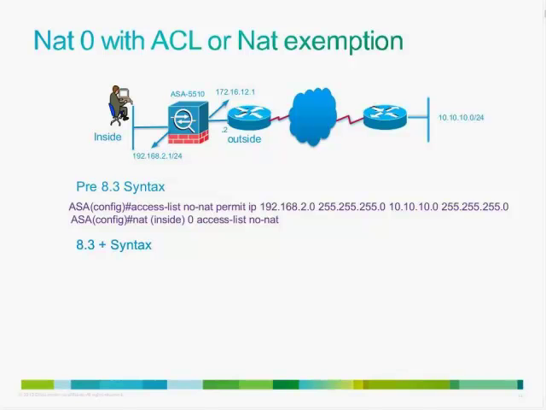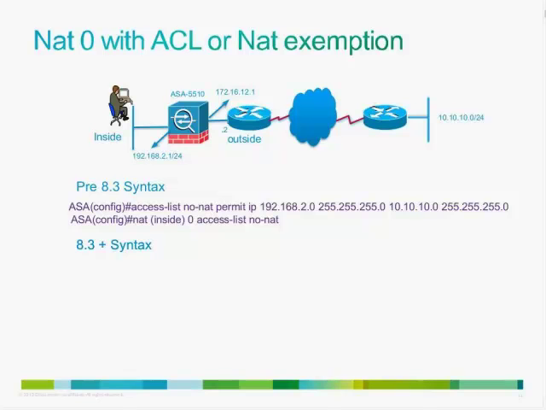Once that access list is configured, I would configure a NAT inside 0. 0 indicates NAT exempted traffic, and tie this access list to that NAT line. The NAT 0 line tied to an access list is bidirectional. This means traffic can be initiated from behind this ASA from the 192.168.2.0 network, or traffic could also be initiated from the 10.10.10.0/24 subnet.